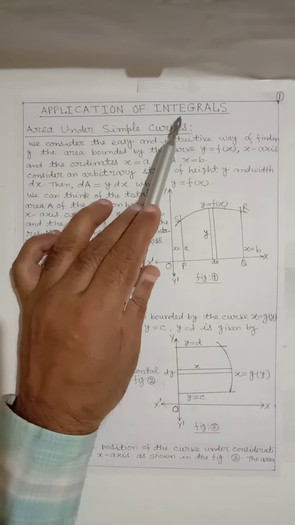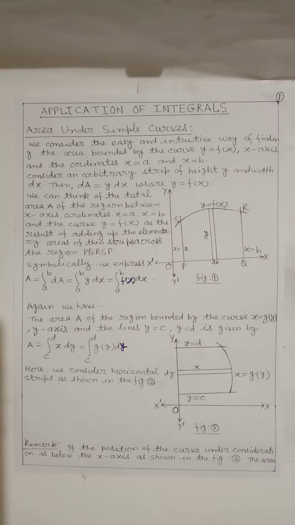Dear students, in the previous chapter we have studied how to find the area bounded by the curve y equal to f(x), the ordinates x equal to a, x equal to b and the x-axis, while calculating the definite integral as the limit of a sum.